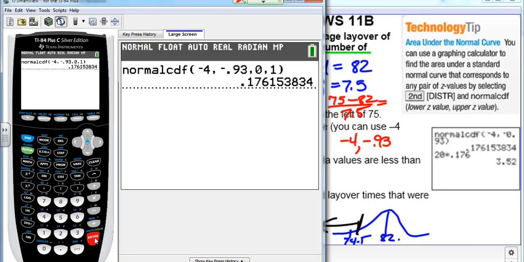Somebody helping him? Okay. Make sure the mean... positive 0.93 won't give you that. Do you have negative and negative? All right.